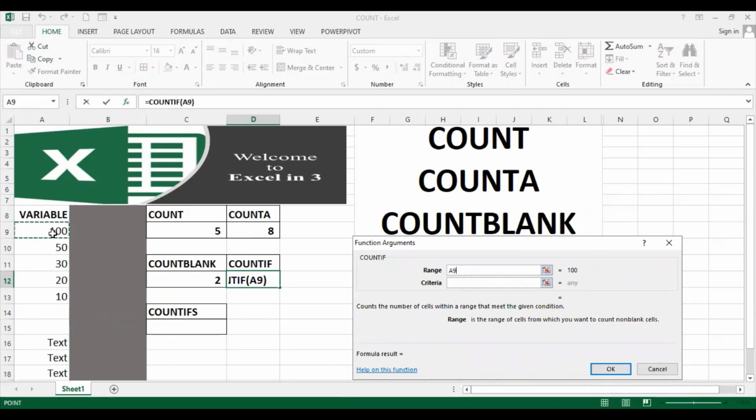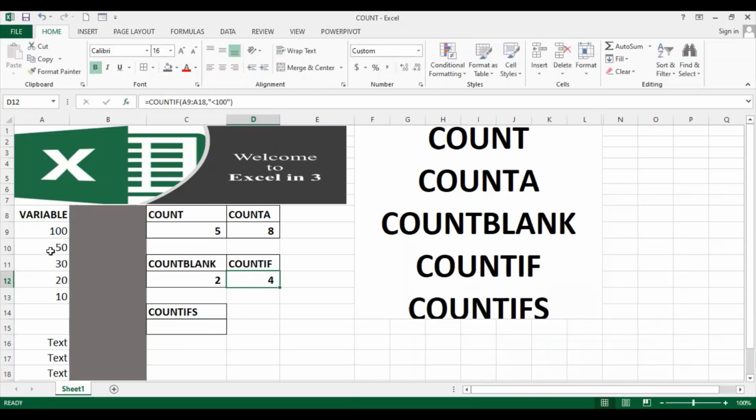Call up the formula. Select the range you want to count. Enter the condition which is below 100. The formula only counts the cells with the stated condition.